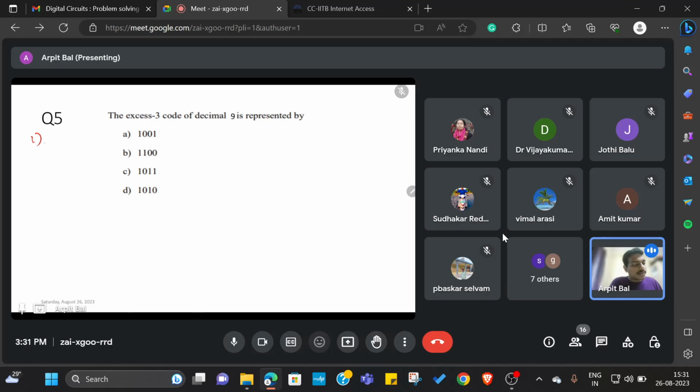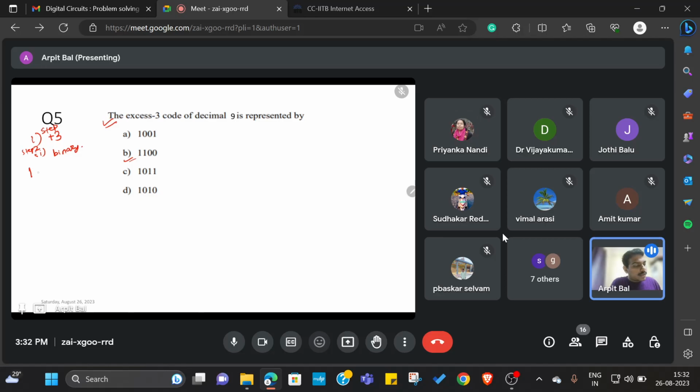One thing is, whatever number is given, you just add 3 to it. This is step 1. Step 2 is you convert the number into binary. Let me give an example and then I'll suggest you to solve this question on your own. So the answer is A. No, A is not the correct answer. Sorry, B. Yeah, B is the correct option.